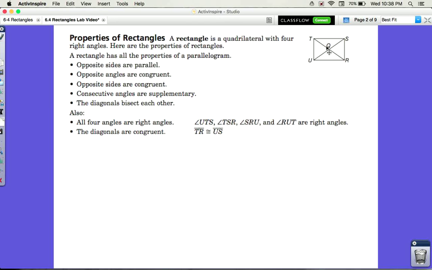These sections here are going to be congruent, so are these two. And T and U are going to be supplementary. Along with that, all 4 angles are going to be right angles, so all of these are 90 degrees. And the diagonals are congruent, so SU is congruent to TR.